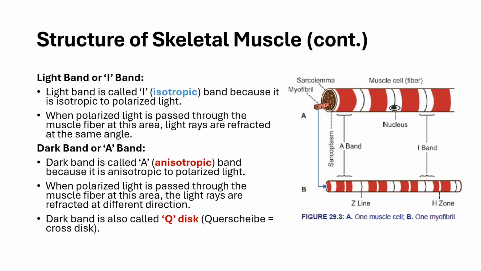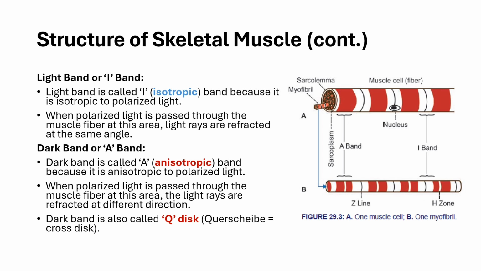Number 1 is the light band or I band. The I band is called isotropic because it is isotropic to polarized light. This means when polarized light passes through this area, it refracts at the same angle, resulting in a uniform light appearance. It contains thin actin filaments only, making it less dense and lighter under a microscope.